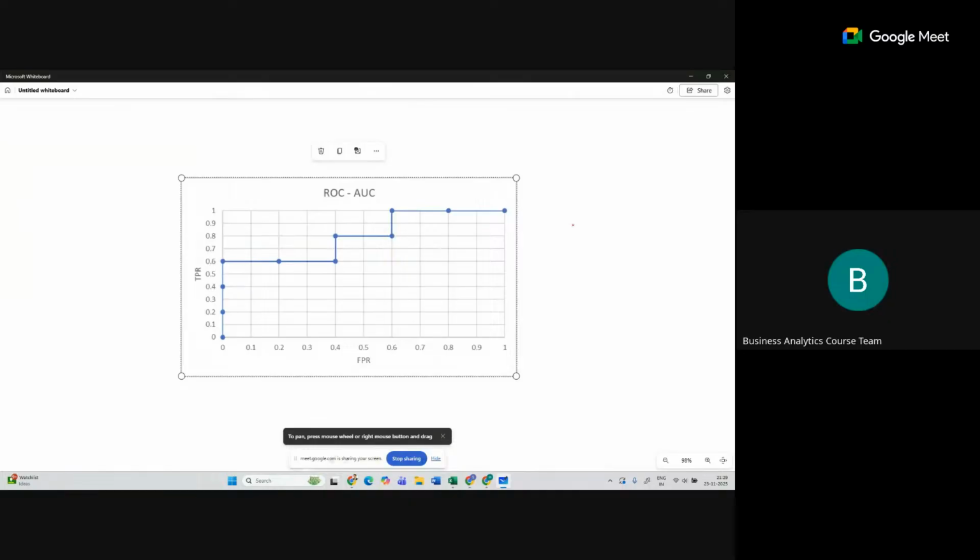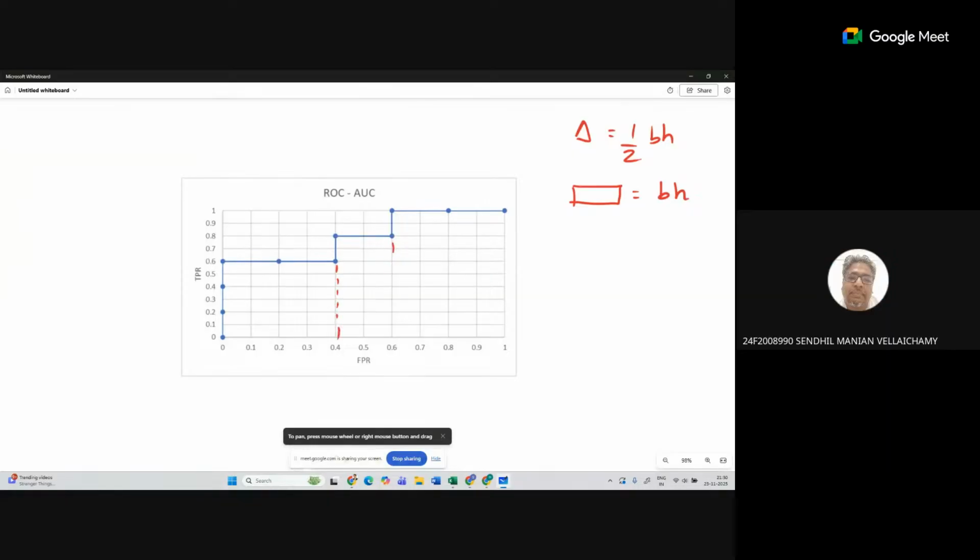So how will you calculate the area under the curve? Let's go back to high school geometry. What is the area of a triangle? Half base into height. What about a rectangle? Base into height. So here, do you see any patterns? Is this a triangle? Is this another triangle? Yes. So we have 1, 2, 3 triangles.